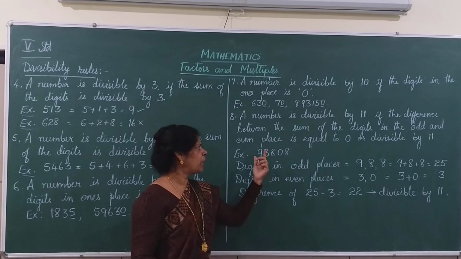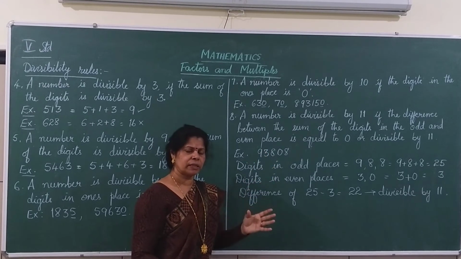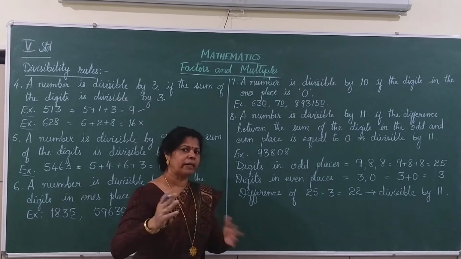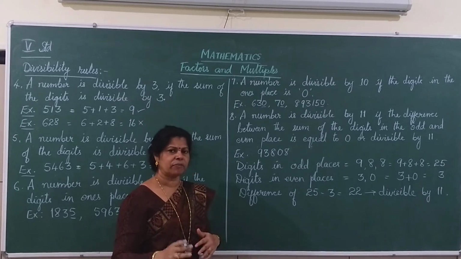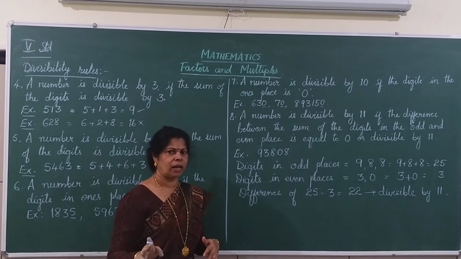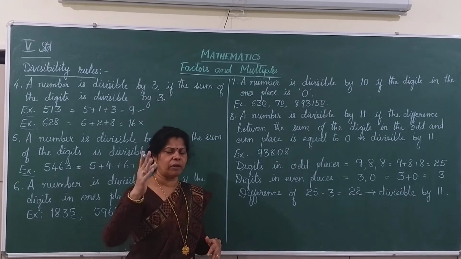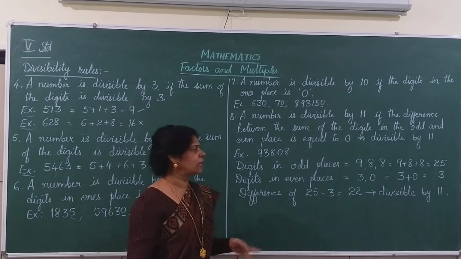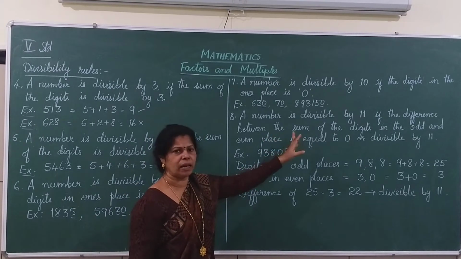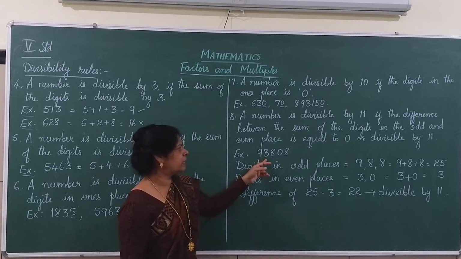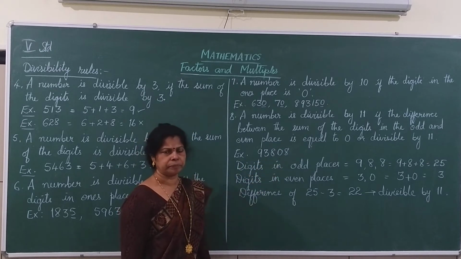First you are going to add the numbers which are in odd place, then you are going to add the numbers which are in the even place, and you find the difference. When you find the difference, either it should be 0 or it should be a number divisible by 11. Understood? Like 11, 22, 33, 44, 55, like that if it comes, then it is divisible by 11. Let us see the example now. The example here is 93,808.